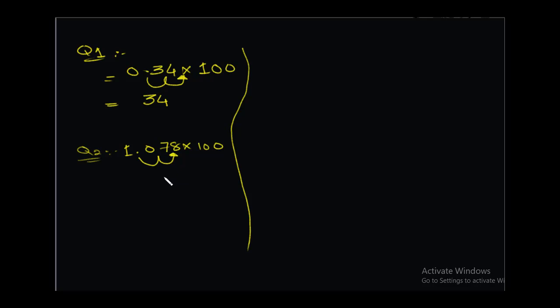So the point moves two places away from its own place, from left toward the right. So the answer is 107.8. Next, we have to multiply a multiple of 100 with a decimal number.